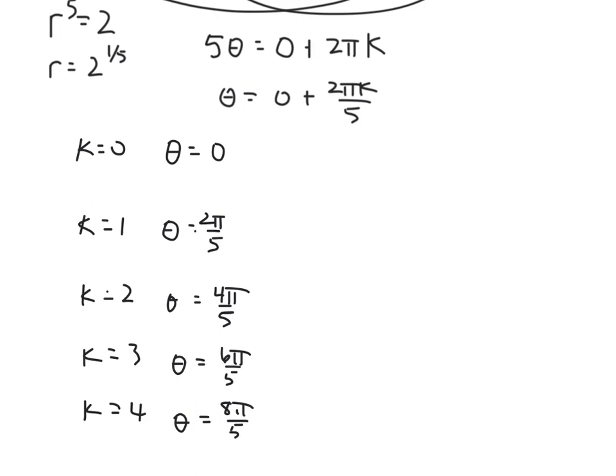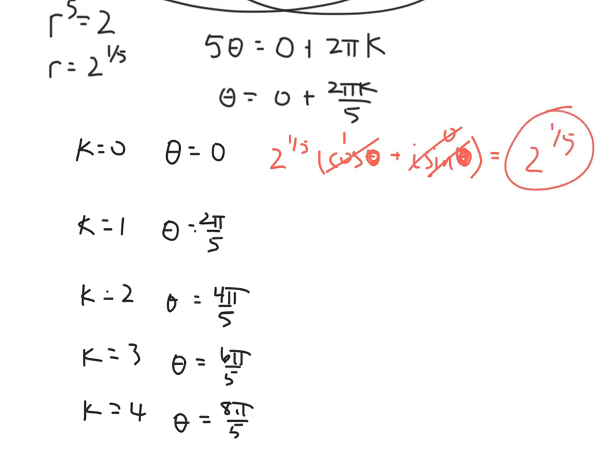The only one I'm going to have to evaluate is the theta equal to 0. That's the only one. So when I go to do the evaluating, I got my r is 2 to the 1/5 power times cosine of 0, 0 not theta, plus i sine of 0, 0. So what's cosine of 0? 1. What's sine of 0? 0. So that means that there's no i, and so 2 to the 1/5 times 1 is 2 to the 1/5. That's one of our answers.